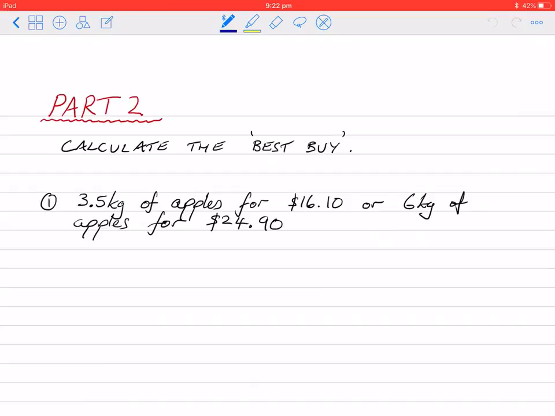Okay, so in part 2, we look at this concept of finding what we call the best buy. The best buy is the best value for money. And we're going to use the same sort of method. So in this question, again, we've got weight of something, and we've got cost of something. I'm going to do 2 sets of those tables, which you'll see why in a minute. So we've got weight and cost.